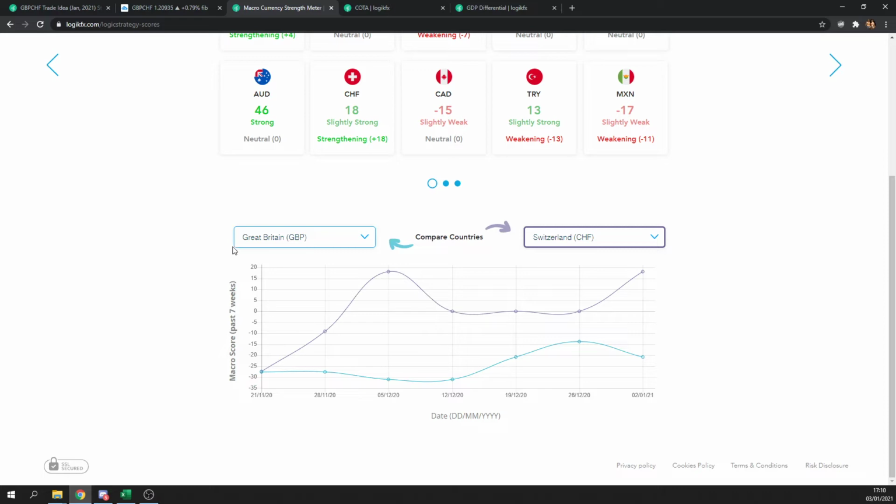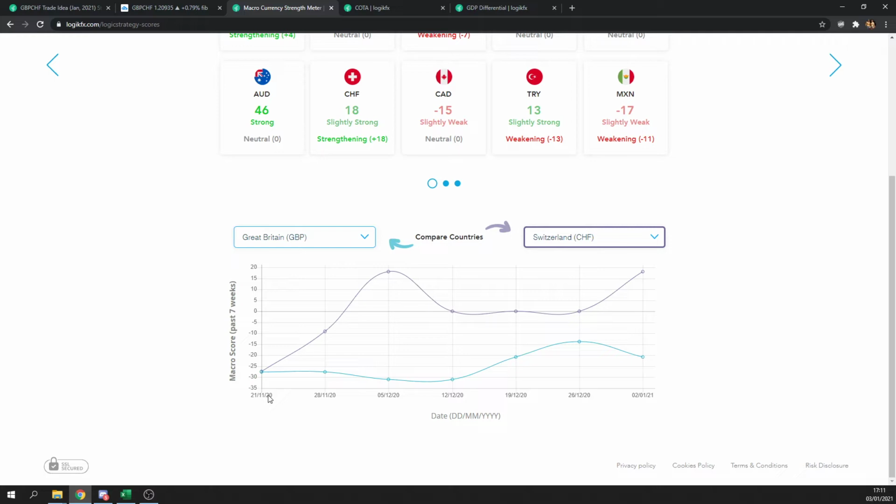What is it saying? Well, the macro currency strength meter, I've already said, analyzes the domestic economy of each country that I pick. For example, Great Britain, the UK, uses the British pounds, and Switzerland uses the Swiss franc. So I have the UK GBP in the blue line and the Swiss franc in the purple line. So what's going on on a fundamental basis is that since the 21st of November, the pound has been in a negative macro score. This means it's had lots of negative fundamental data suggesting that the pound should be weakening.